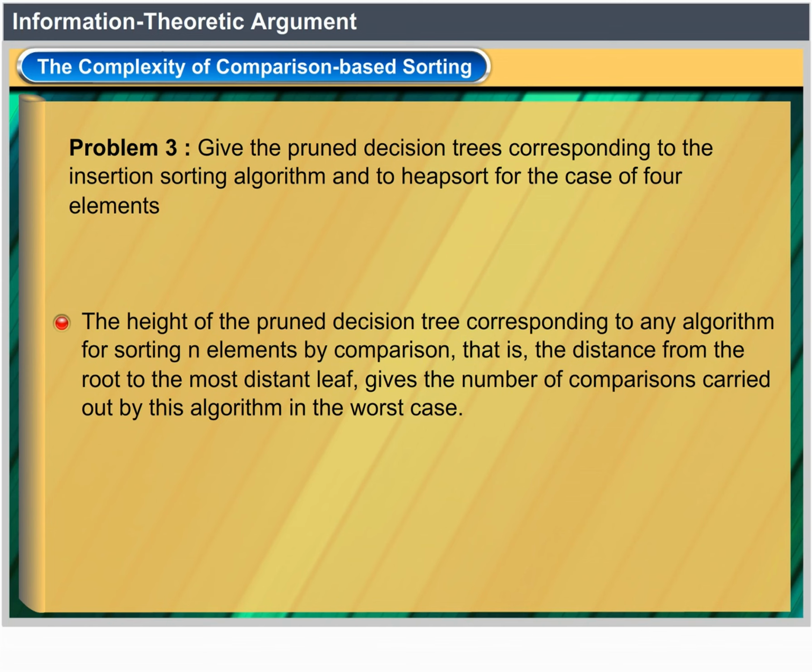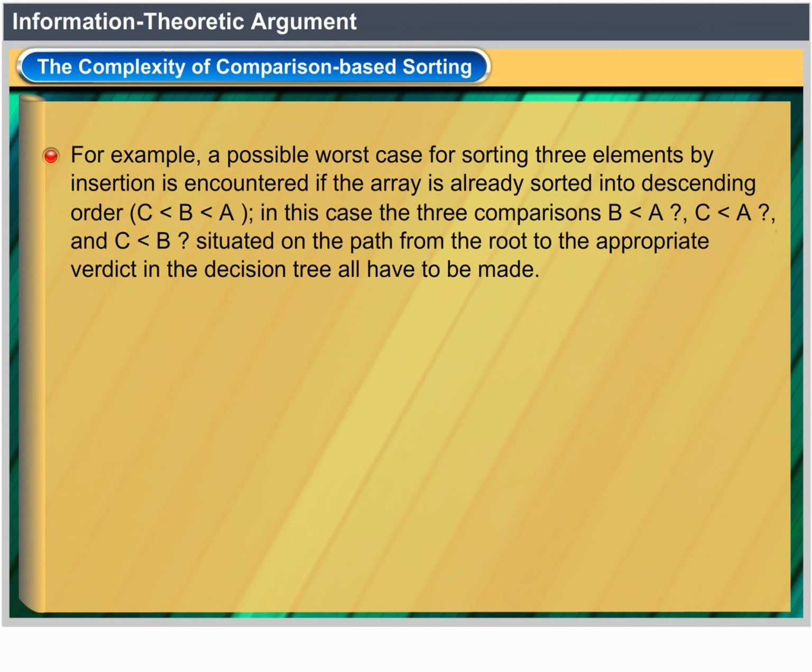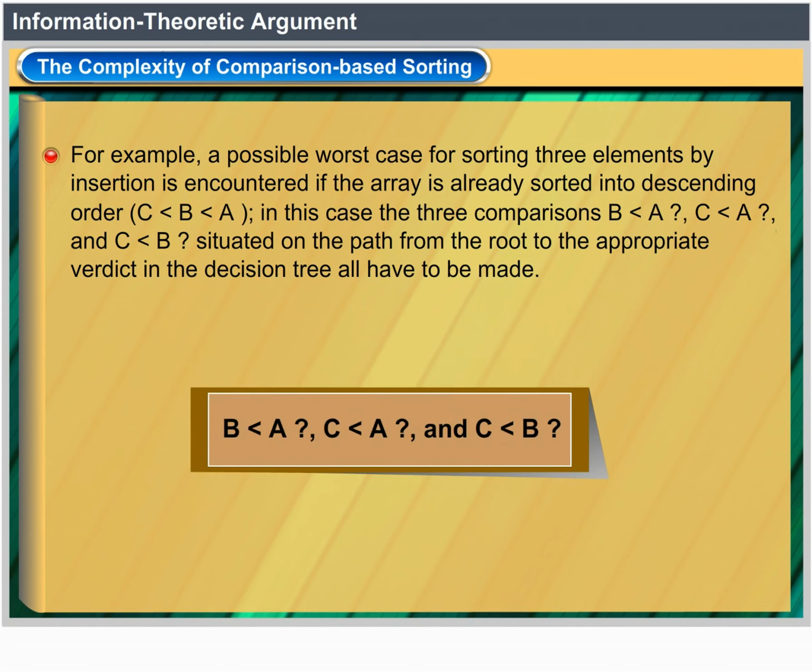in the worst case. For example, a possible worst case for sorting 3 elements by insertion is encountered if the array is already sorted into descending order. C is less than B and B is less than A. In this case, the 3 comparisons B less than A, C less than A and C less than B, situated on the path from the root to the appropriate verdict in the decision tree, all have to be made.